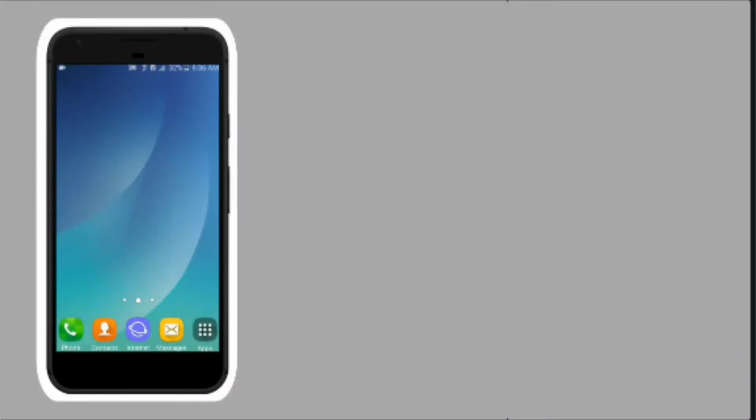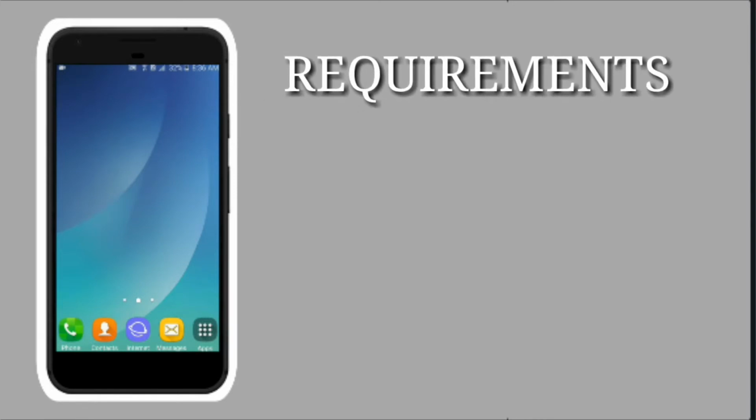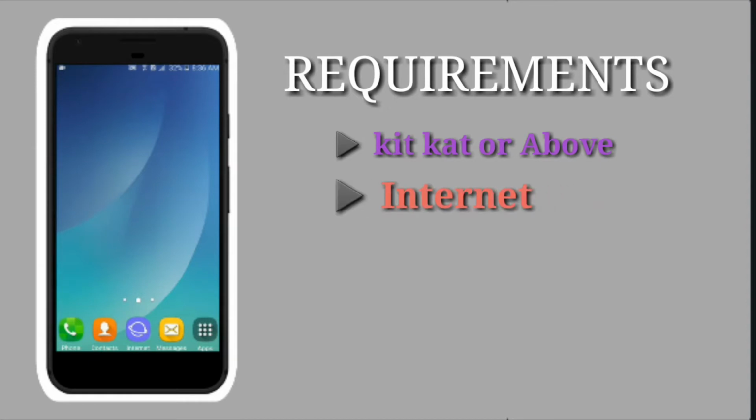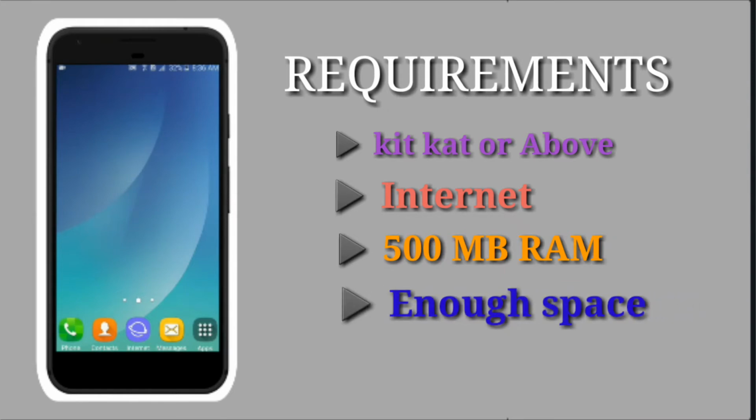So what is up guys, today I am going to show you how you can use iOS 11 on your Android phone. So first you need to have an Android phone with KitKat or above version, second an internet connection, third less than or equal to 500 MB RAM, fourth is enough space on your phone. So if these things are available, then let's get started.